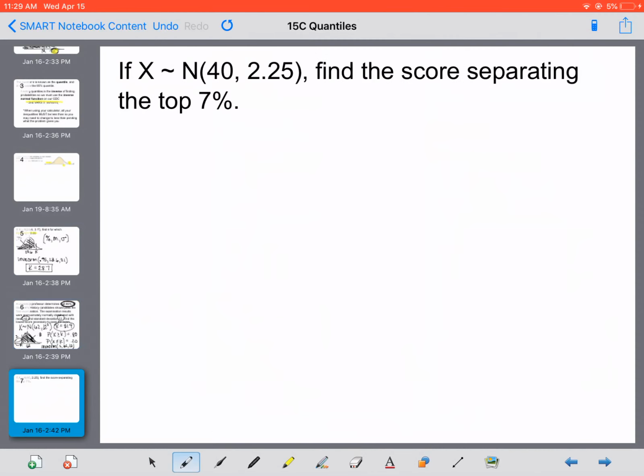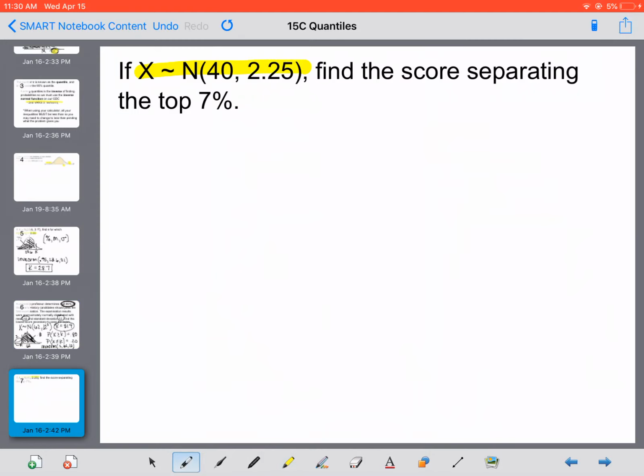So I am giving you X is normally distributed with a mean of 40, and then we have 2.25. Now, if you guys remember when I first introduced this notation, I said you had to have a power of 2 on your standard deviation. Notice that 2.25 does not have a power of 2. So that's the first thing you have to fix.